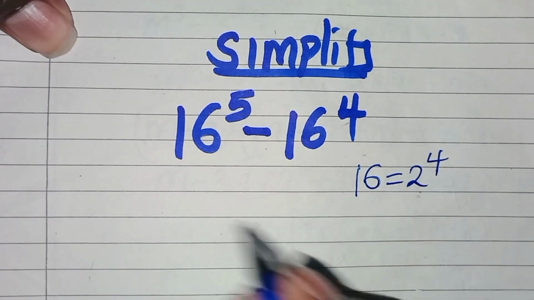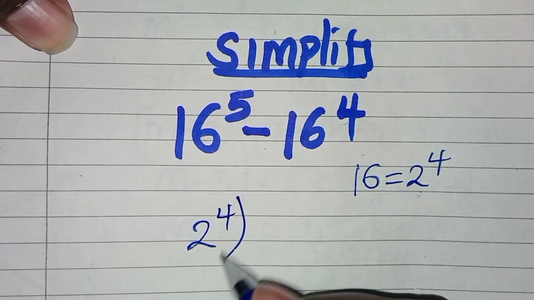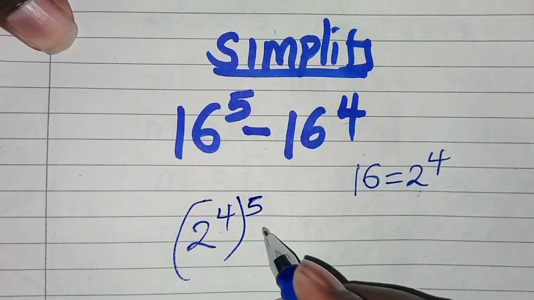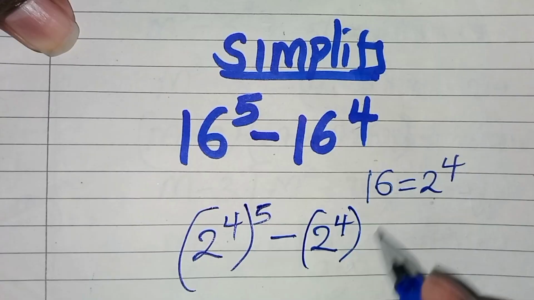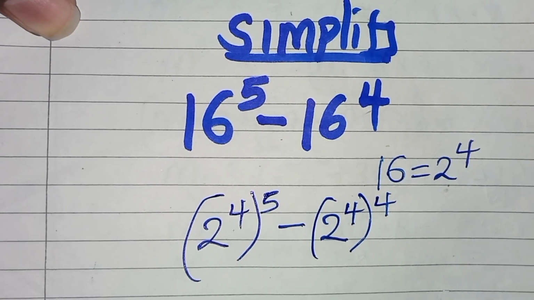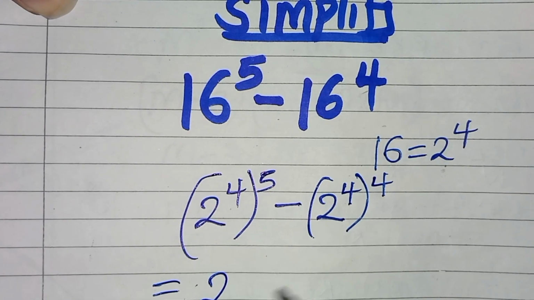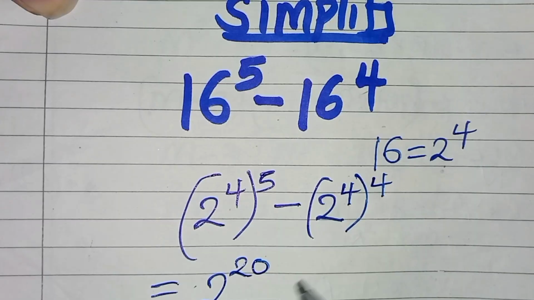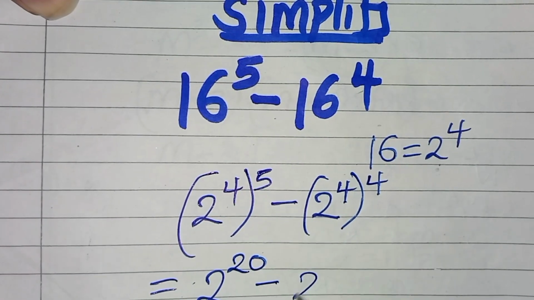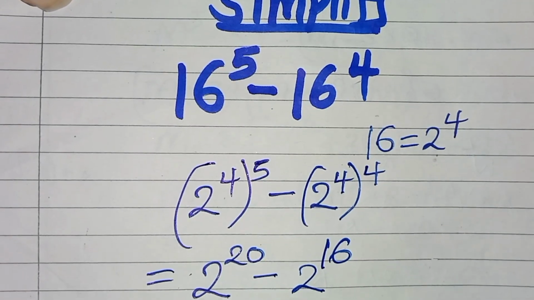Let's substitute this. So this is the same thing as 2 to the power 4 raised to the power 5 subtract 2 to the power 4 raised to the power 4. So the next step here, you'll have 2 to the power, now this is 4 times 5, this is actually equal to 20, subtract 2 raised to the power 4 times 4, which is basically equal to 16.